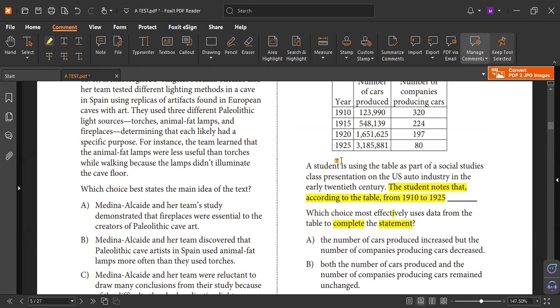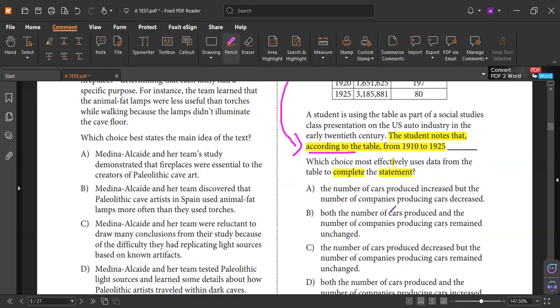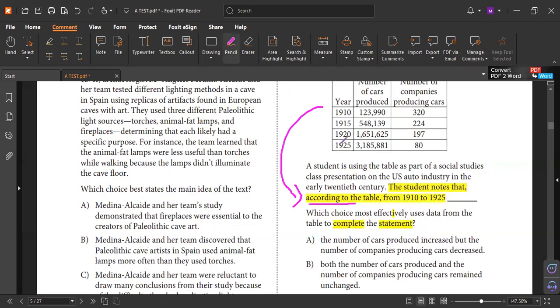Again, a student is using the table as part of a social studies class presentation on the US auto industry in early 20th century. All right. That tells me what's going on. Okay. The students note that according to the table, according to means based on the information here. So that means based on all of these details, what can we conclude? So we need to check the answers on the table.